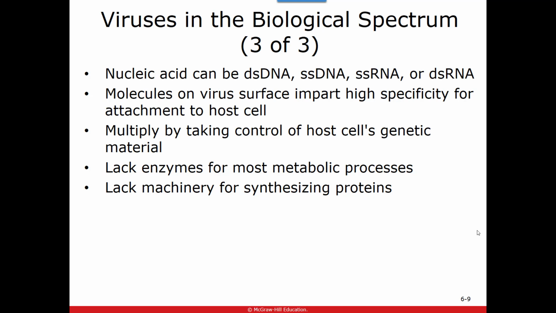Once they get in, they hijack our host cells, they hijack our own DNA, and our cells, or any cells that they infect, start to become virus-producing factories. They lack enzymes for most metabolic processes. Again, they use all of our cells, and they lack machinery for making their own proteins. They, again, hijack our cells.